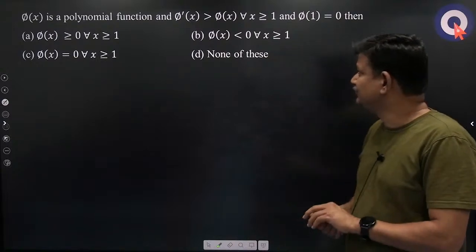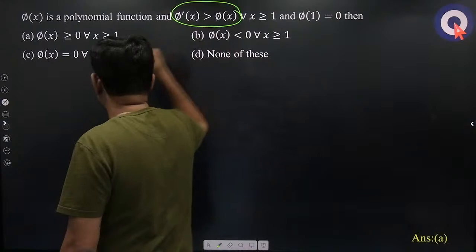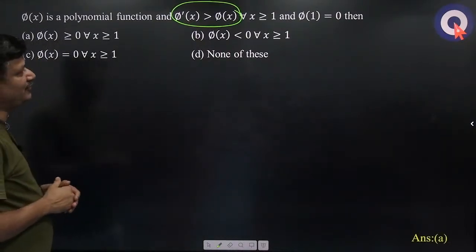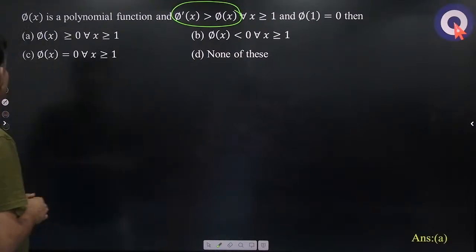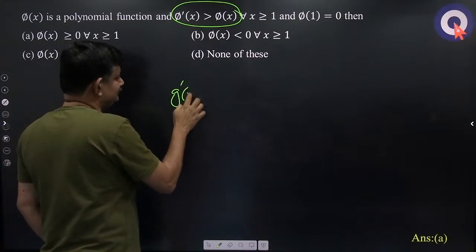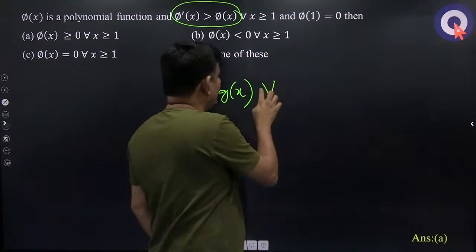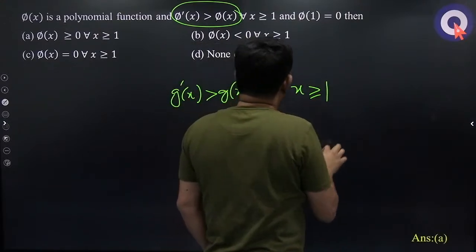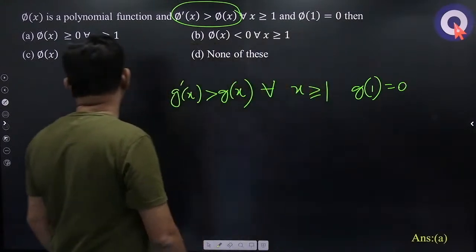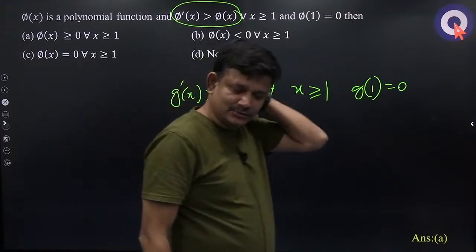Next one. Even this question is being asked regularly in advanced as well as in main. If you have a problem with phi, I will write g. G of x is a polynomial and g dash x is greater than g of x for all x greater than or equal to 1. G of 1 is equal to 0. He is asking you to talk about various values of g.